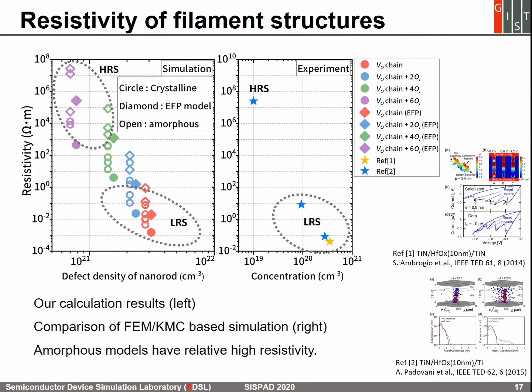The calculated resistivity is drawn as a function of the defect density. Each symbol represents a distinct sample. Amorphous samples have a relatively higher resistivity than the crystalline ones. When the number of oxygen vacancies increases from 2 to 8, the resistivity of the crystalline hafnium oxide increases more than 6 orders of magnitude. Although a direct comparison cannot be made, a good qualitative agreement is obtained with the experimental result in previous reports.